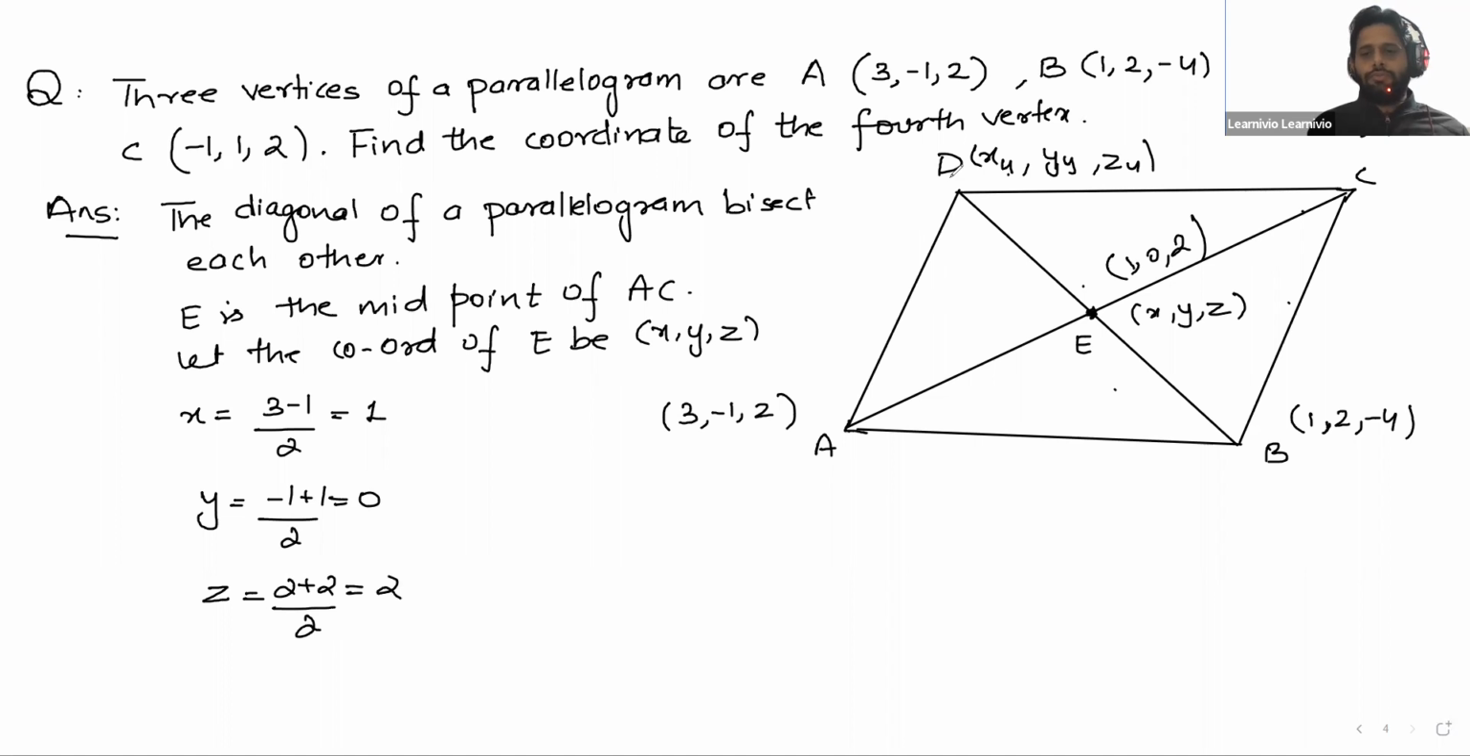Now, E is also the midpoint of BD. So you have this coordinate B. For D, we have assumed X4, Y4, Z4. Then by using the same midpoint formula, please find X4, Y4, and Z4. Krishna, Uthvika, Yusra, and Rishan, is this clear? Yes, sir. Okay, very good. Please complete this and share your answer. I will give you 3 minutes for this.